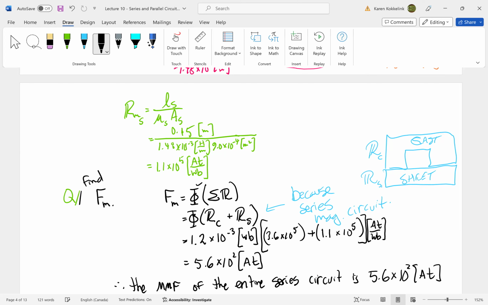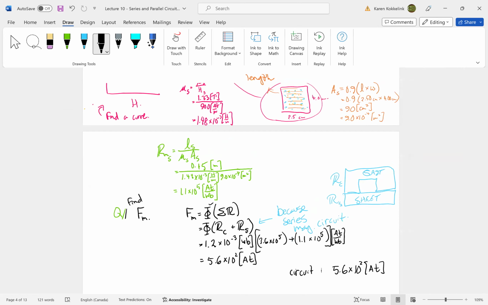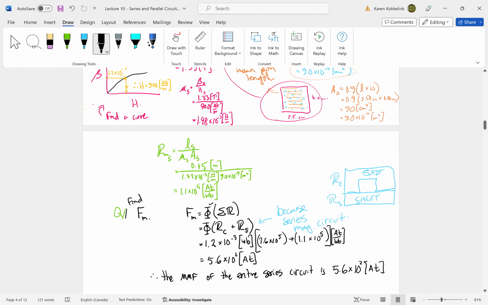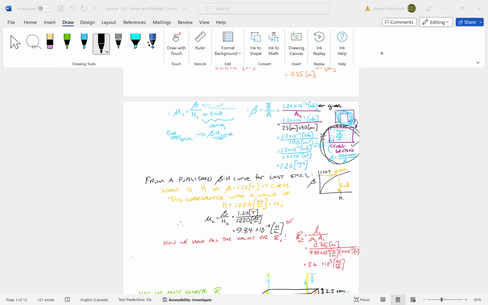Quite a long problem, lots of steps, nothing harder than regular magnetic circuits, just a lot more steps involved. It took a couple of pages, but we did it. That's how you do a series magnetic circuit with laminations.